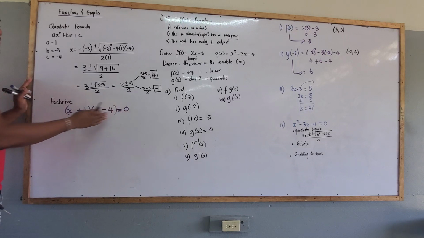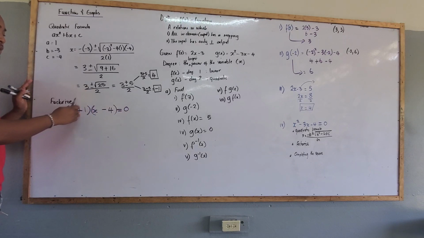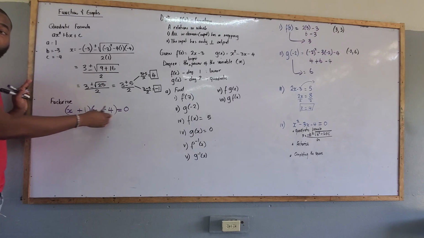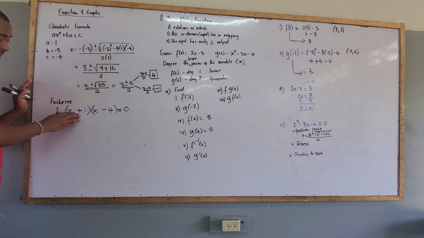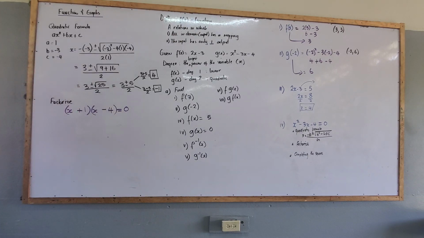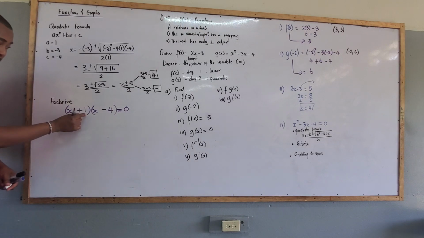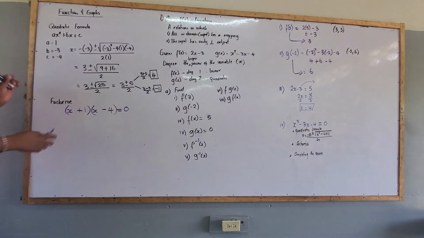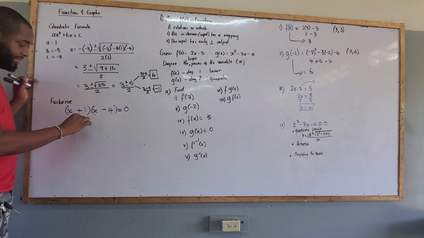So if these two values are multiplied to give me 0, either this one is 0, since 0 times some number gives me 0, or some number times 0 gives me 0. So if this is 0, what value of x makes this bracket 0? What number do I add to 1 that will give me 0? It's the opposite of 1. What we have is the positive 1. If you don't know, x is negative 1.